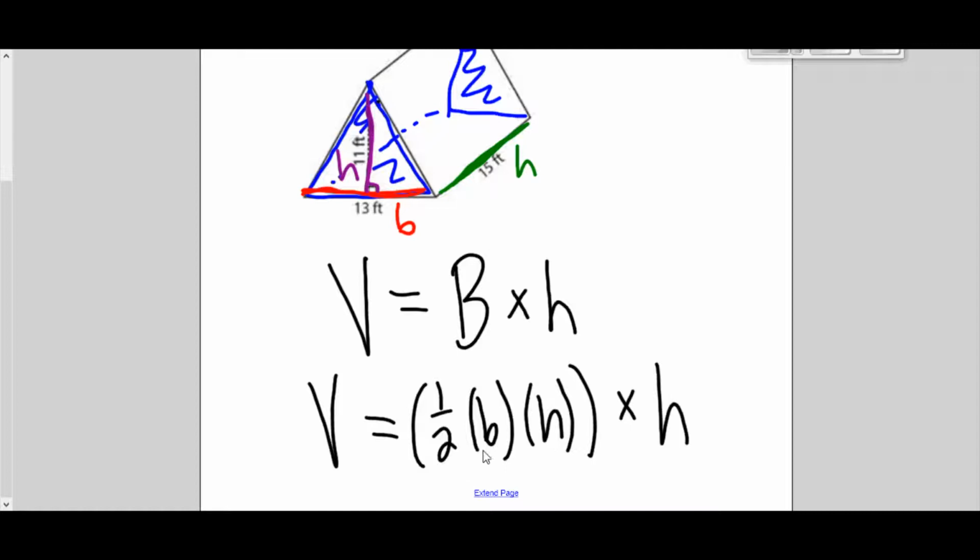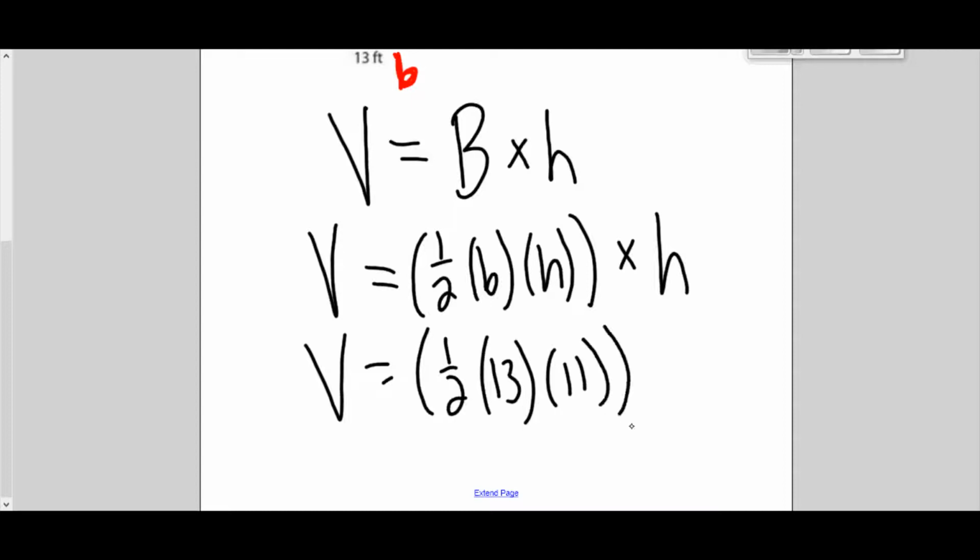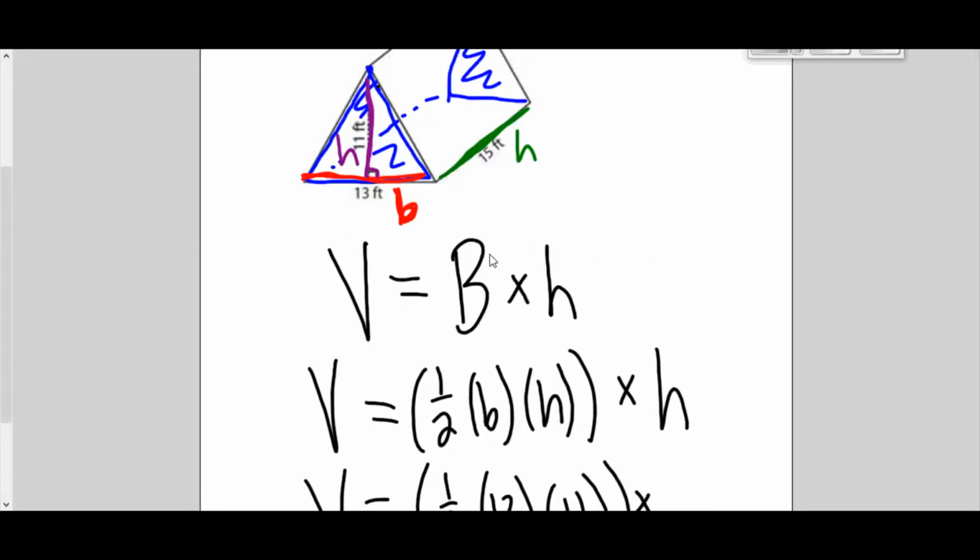So I'm just going to plug in what I'm given. I know, sorry, this looks like a 6. This is a B. So I know that the base of the triangle is 13 and the height is 11. So I'm going to plug those into my formula. So volume equals 1/2. The base is 13. The height is 11. And I'm going to multiply that by the distance between the two bases, which if we scroll up is 15.